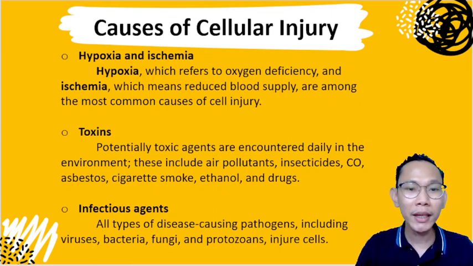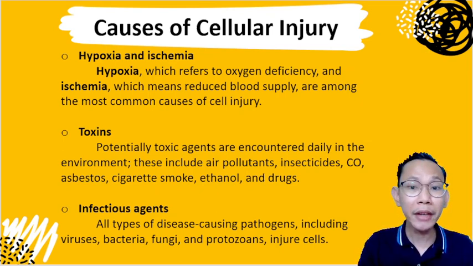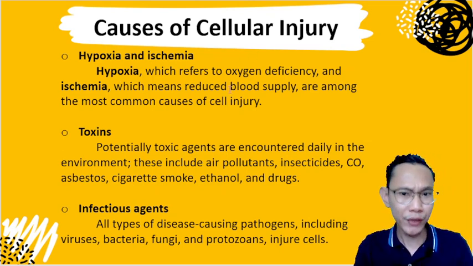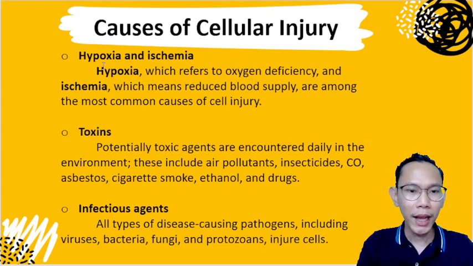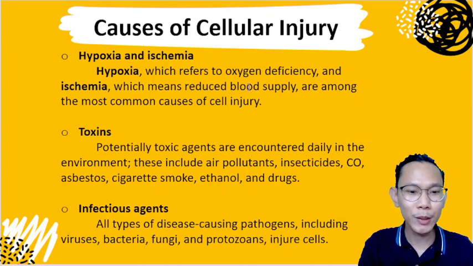Meron tayong tinatawag na hypoxia and ischemia. Pag sinabi nating hypoxia, it refers to oxygen deficiency. So deficient ka ng oxygen. Very simple. And ischemia means reduced blood supply, which are among the most common causes of cell injury. So hypoxia and ischemia are the most common causes of injury. Pag hypoxia, oxygen deficiency. Pag ischemia, reduced blood supply.